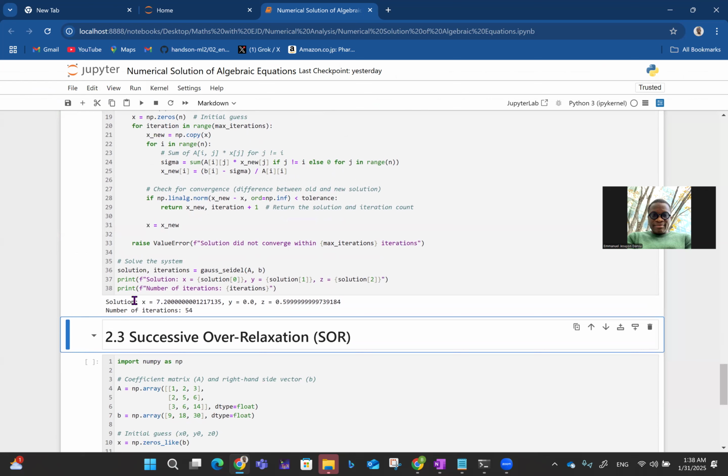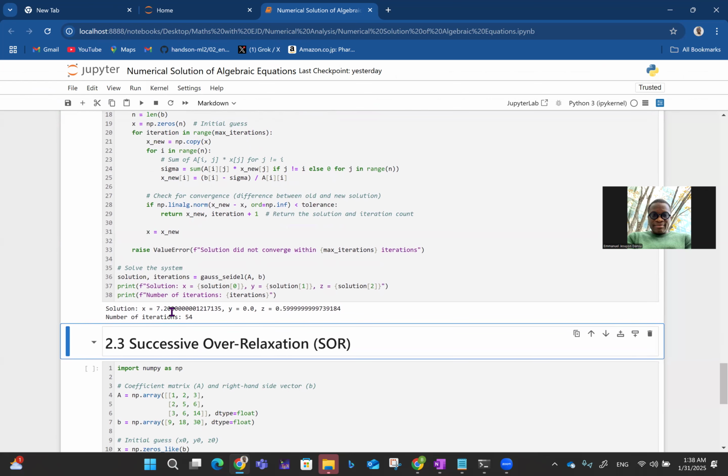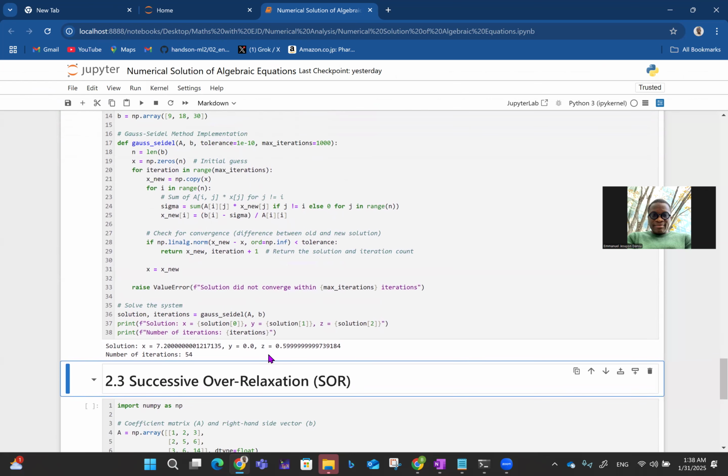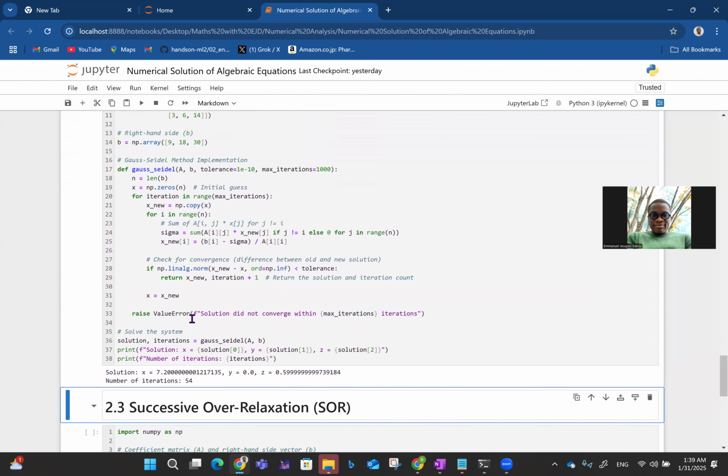So it finally goes to x, which is 7.2 something, and y, which is 0.0, which we got maybe at the second iteration or so. And for z, we have 0.5999, which is very close to 0.6, which is the correct answer. But guess what? All of this is attained after 54 iterations. So 54 iterations, and that's because of the tolerance limit.